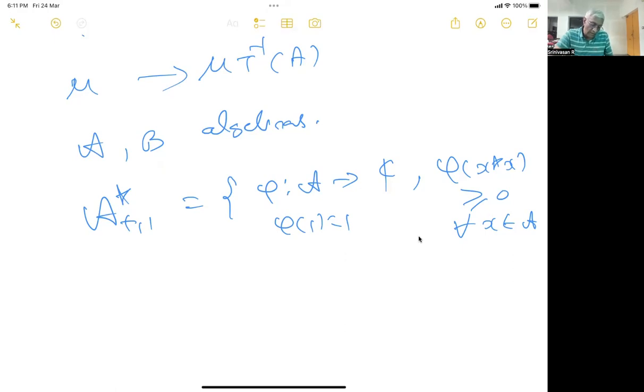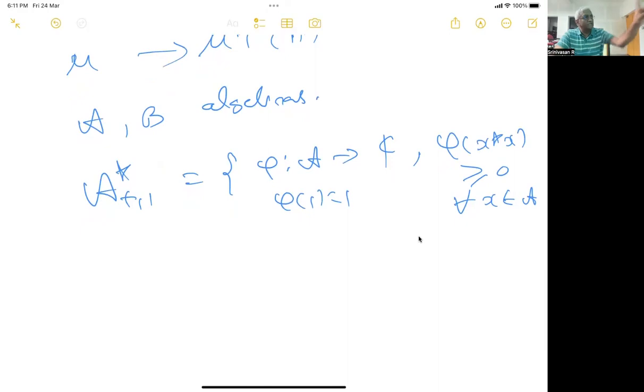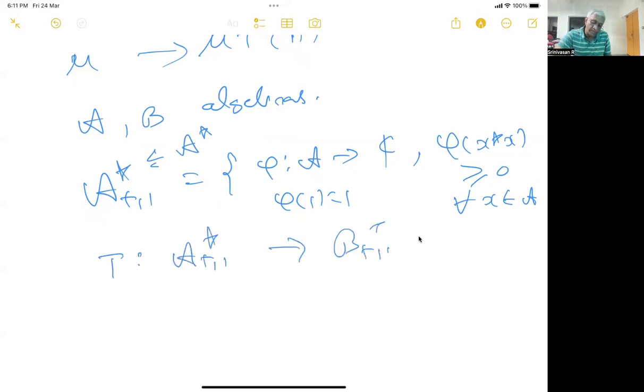So this is the collection of states: all those positive linear functionals such that phi of 1 equal to 1. They are automatically bounded, so this is contained in A star. Now we want to consider a map T from A plus 1 star to B plus 1 star. It should take states to states. The plus is for positivity, and the one is for phi of 1 equal to 1. It's unital. We want probability measures; that's why I put a one there.